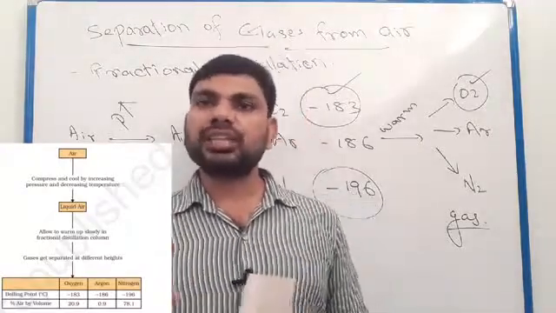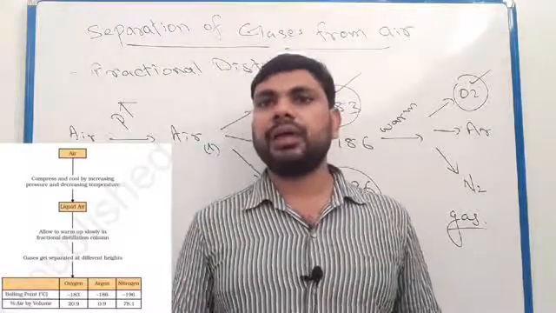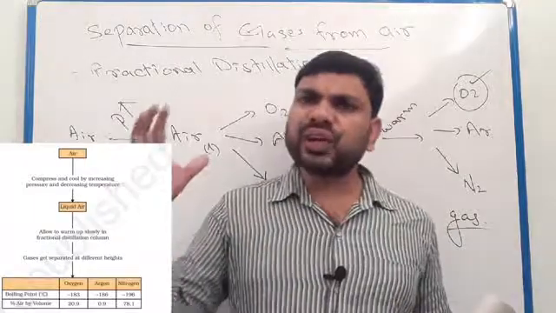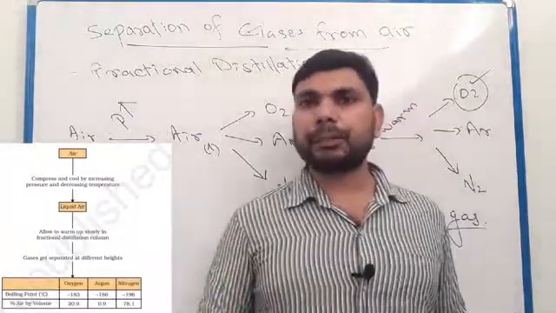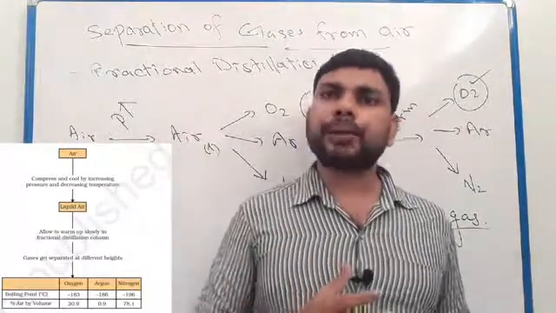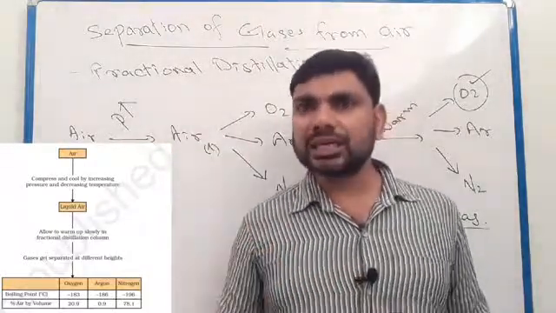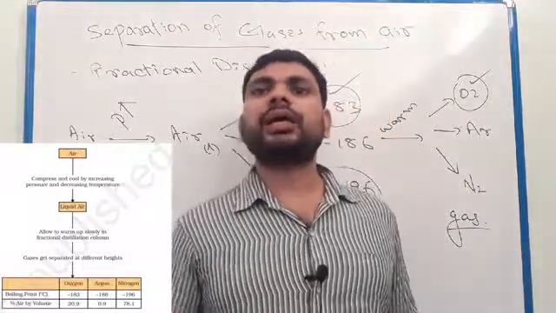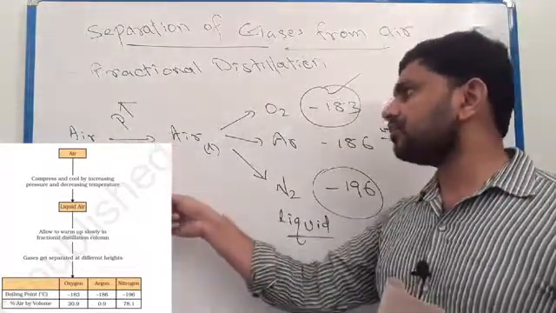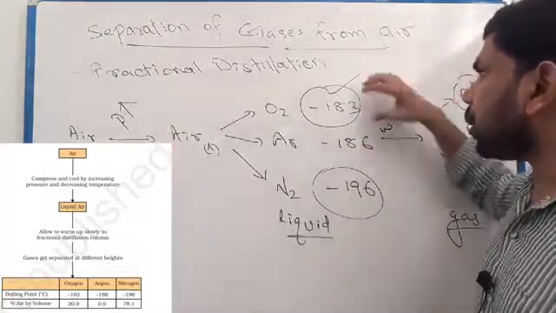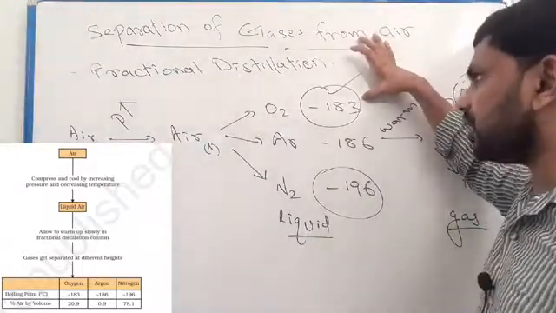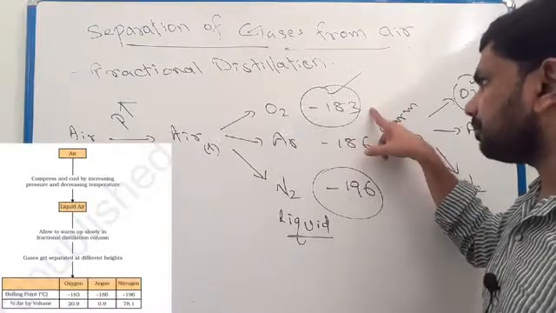We have to convert gaseous air into liquid air. We convert gaseous air into a liquid state by applying very high pressure and very low temperature. Reduce the temperature and apply very high pressure, and we can change air in the gaseous state to air in the liquid state. When you apply high pressure and very low temperature, oxygen will change to the liquid state very fast, at minus 183.